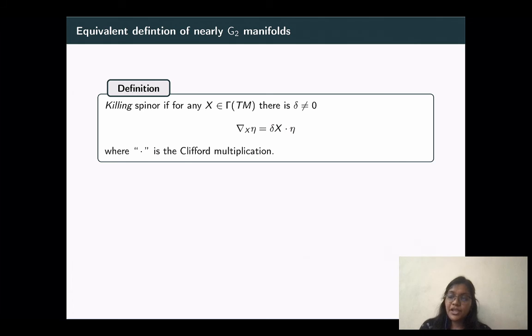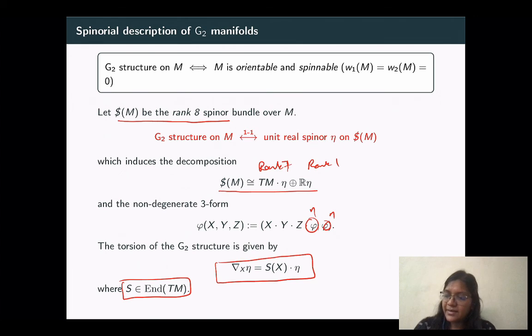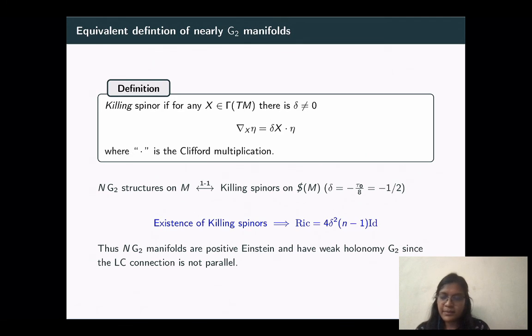For nearly G2, the equation just becomes that S is delta times the identity, or basically delta x. So the endomorphism is just a non-zero scalar multiple of the identity. And here, as everywhere in these definitions, the dot represents Clifford multiplication. So this is how we can define a nearly G2 structure.